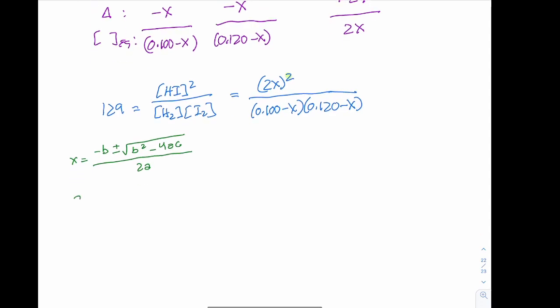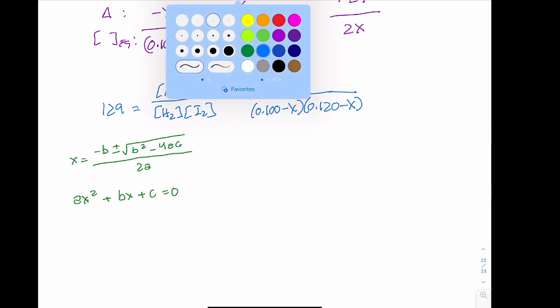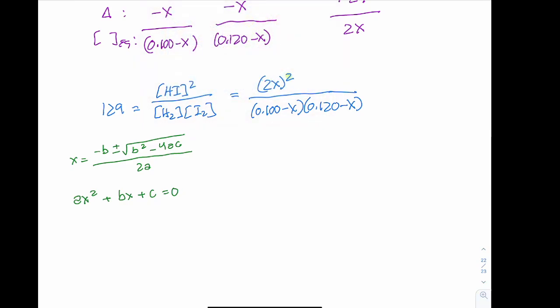So we need to get it in the form of ax squared plus bx plus c equal to 0. So a little bit of algebra to get it into that form. So I'm going to do that. We'll do the FOIL method on the bottom there. And then multiply both sides by that expression on the denominator, distribute.